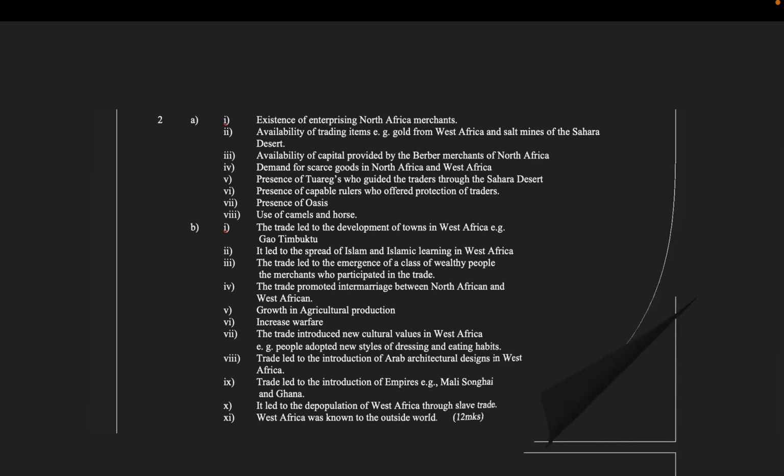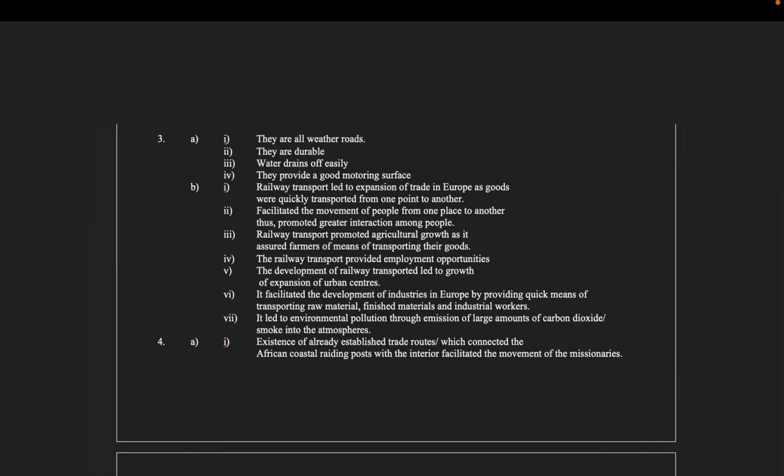3. They are all-weather roads. They are durable. Water drains off easily. They provide a good motoring surface.